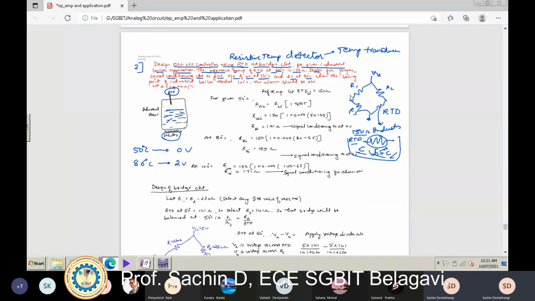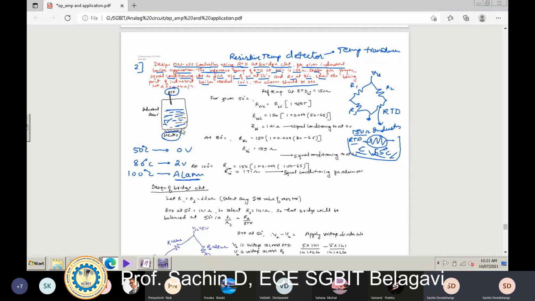Next sentence: when the boiling point of the industrial boiler reaches 100 degrees centigrade. When the temperature of the water or liquid present in this industrial boiler, a large huge tank, reaches 100 degrees centigrade, the alarm should be on. It should give an indication.